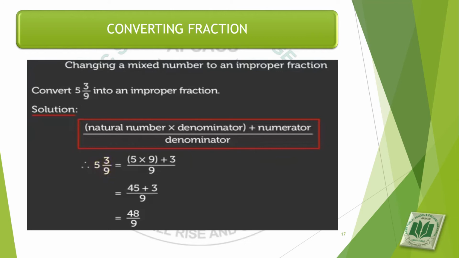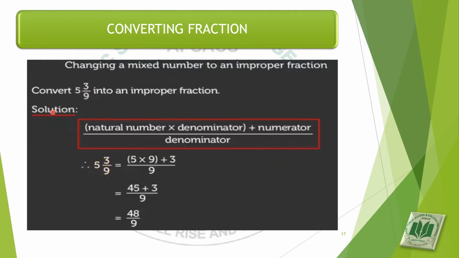Now we will move to our topic, that is converting fractions. That is how to convert a fraction into a mixed number and how to convert a mixed number to an improper fraction. Example 1 is convert 5 whole 3 by 9 into an improper fraction. To convert a mixed number into an improper fraction, we will use a formula.